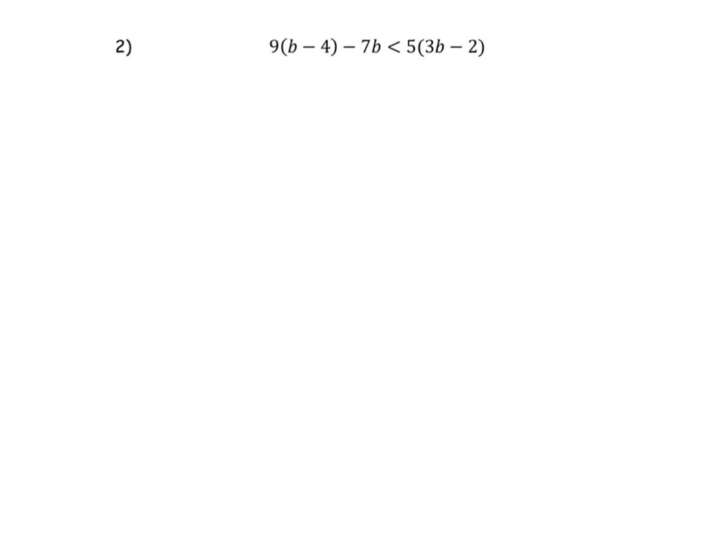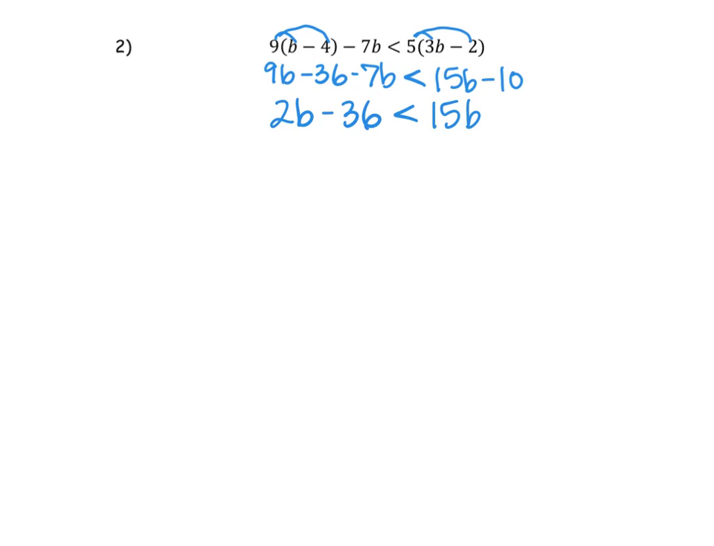Number 2. What I need to do for number 2 is first distribute the 9, and I'm also going to need to distribute the 5. So here's what I'm going to have: 9b minus 36 minus 7b is less than 15b minus 10. I have some like terms over here, 9b and 7b. So 9b take away 7b, I'm going to get 2b, minus 36 is less than 15b take away 10.